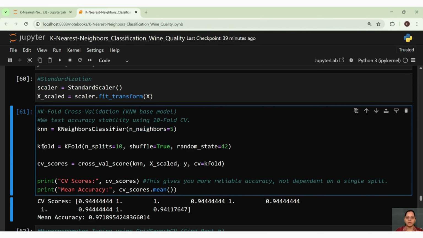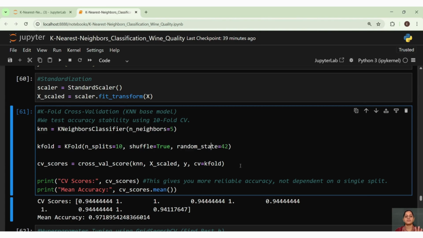Then we have k-fold. What is k-fold here, guys? I am defining my cross validation here. Because we are taking 10 folds, I am splitting my data into 10 different folds. Shuffle, yes, the data should shuffle in between to give you a better output. Random state 42, that's fine.